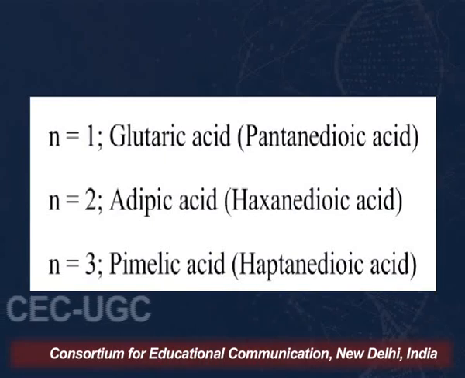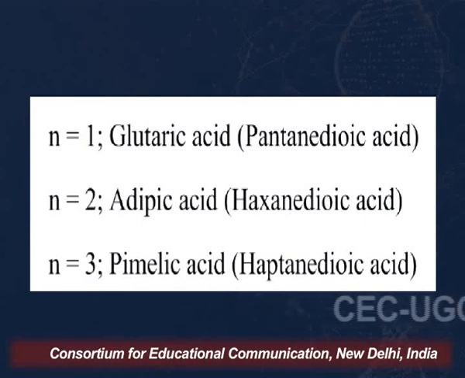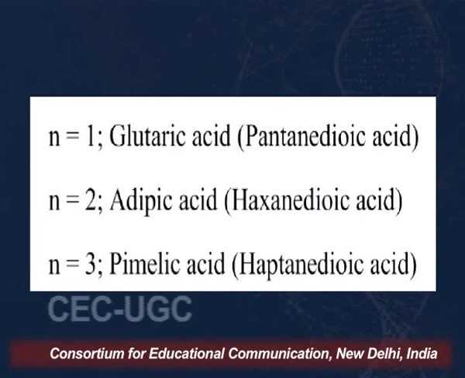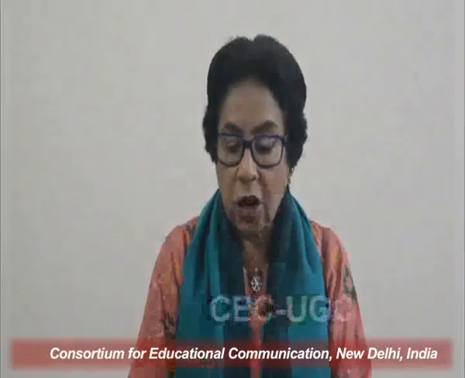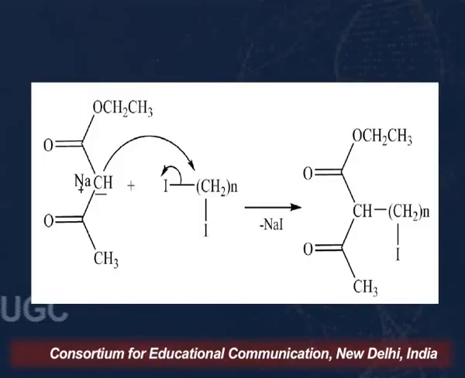If N is 1, what will we get? We will get glutaric acid. If N is 2, you will get adipic acid. If N is 3, you will get heptane dioic acid or pimelic acid. So now let us look into the mechanism of the reaction. This is what again you can see on your screens, that when N is 1, it is glutaric acid, that is pentane dioic acid. When the value of N is 2, it is adipic acid, that is hexane dioic acid. And when N is 3, it is pimelic acid, that is heptane dioic acid.